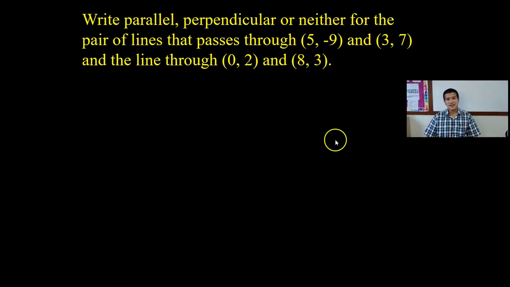Write parallel, perpendicular, or neither for the pair of lines that pass through 5, negative 9 and 3, 7, and 0, 2 and 8, 3. Let's check that one. You have to check the slope of the line.